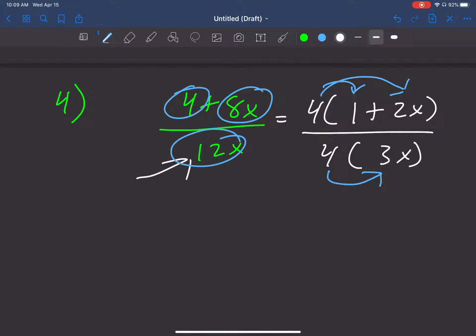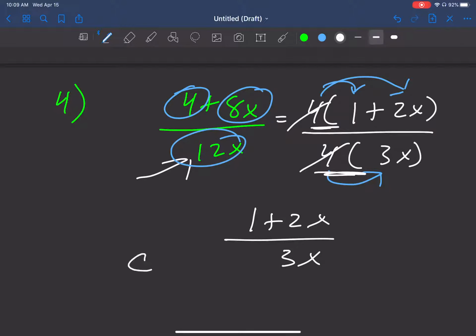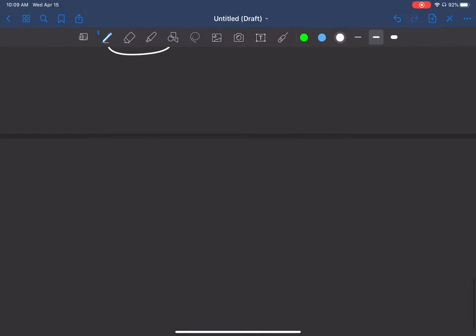So anyway, once we have our 4's here, since this is being multiplied and this is being multiplied, we can cancel that 4 out, and you're just left with (1 plus 2x) over 3x. And that, of course, is going to be C. So if you guys got C, you're on the right track.